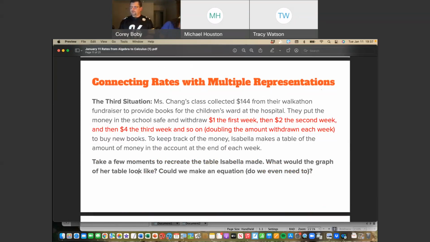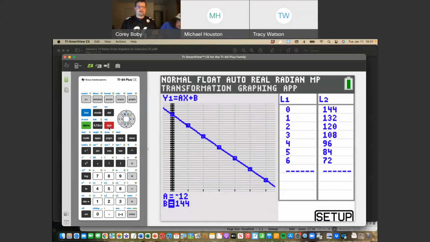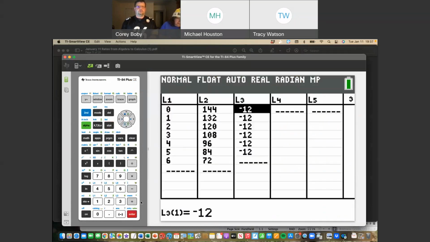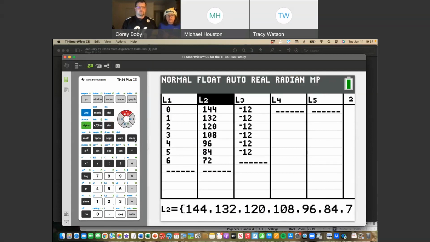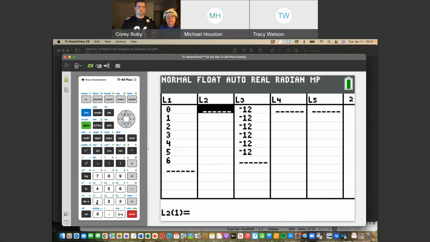What platform should I do it on? Any care? Phyllis is 84. All right, we'll go back. So let me get to my 84 here. Stat and then edit. I'm going to clear out L2. And so I did 144. I can keep the first list, I think. 143. And again, it doesn't matter. You can go either way. What's the next one? 141.